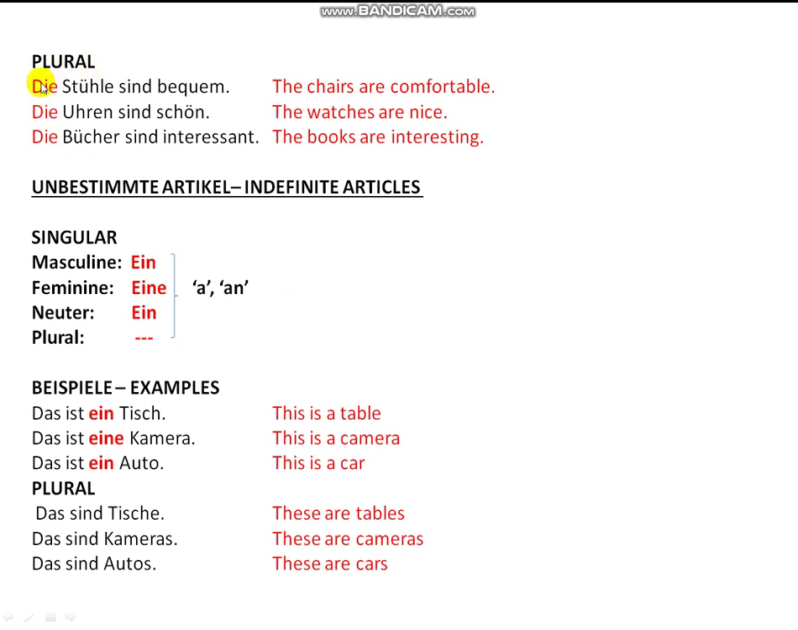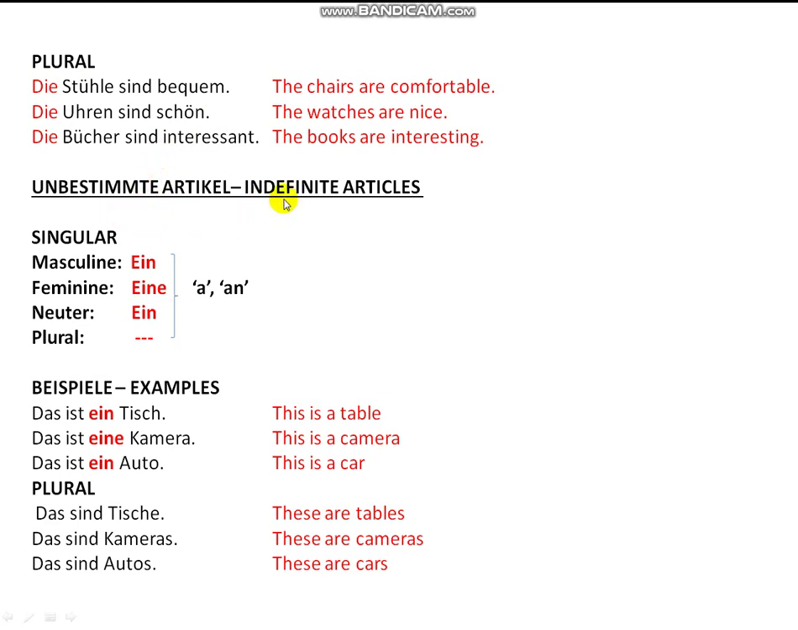Plural. When it comes to plural, we use only one article, and that is die. But of course, the form of the plural will change every time. Let's begin with the first one. Die Stühle sind bequem. The chairs are comfortable. Die Uhren sind schön. The watches are nice. Die Bücher sind interessant. The books are interesting. So those are the plurals of the singulars that we have just read.